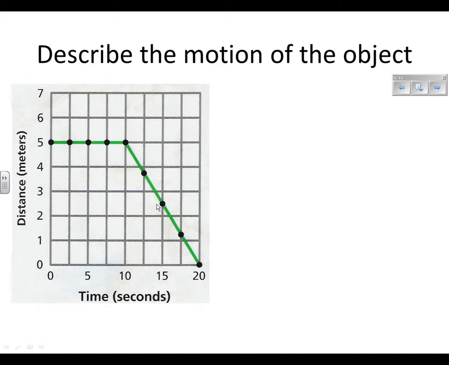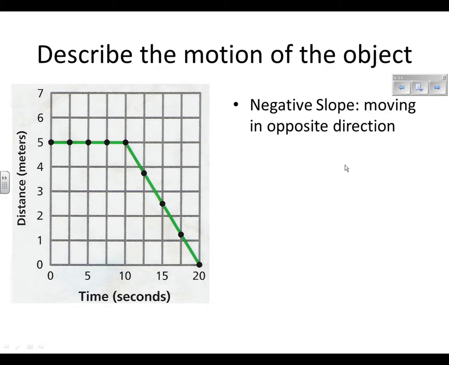Because, Emily, I could walk this way, right? Or I could walk this way, right? Is there any difference really in my motion walking from that side of the desk to this side of the desk? No. So just be careful with backwards. Right now, I'm okay with you using that, but keep in mind that the way you're facing really doesn't determine which way you're moving, right? So in this one, negative slope means that that object is moving in the opposite direction.